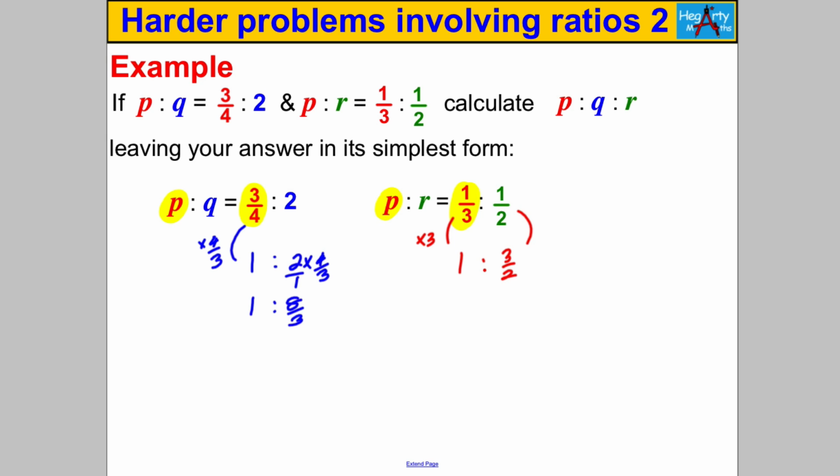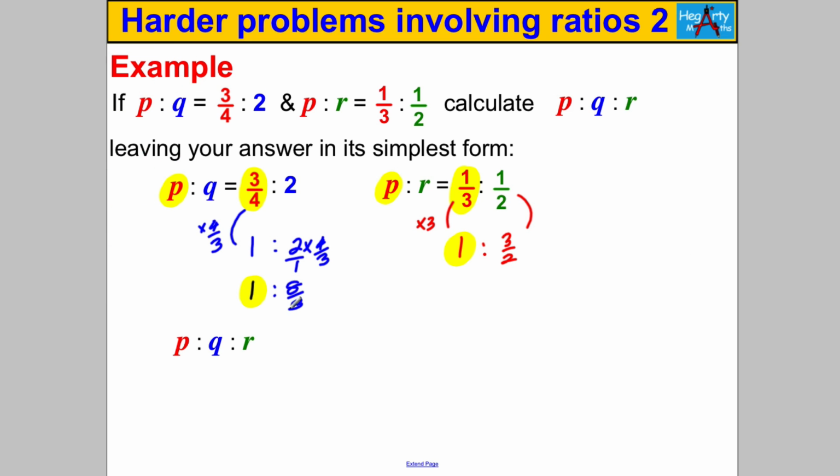Now there's some great news here. P is 1 in this ratio, P is 1 in that ratio. Now we can start combining them. We are trying to get the ratio P to Q to R. Now what I've got is that P in both cases is 1, so I'm going to write 1 there. Now when P is 1, I found from the first ratio that Q is 8/3, so I can write 8/3 there. And I've also found from the second ratio when P is 1 that R is 3/2, and that's our ratio of P to Q to R.